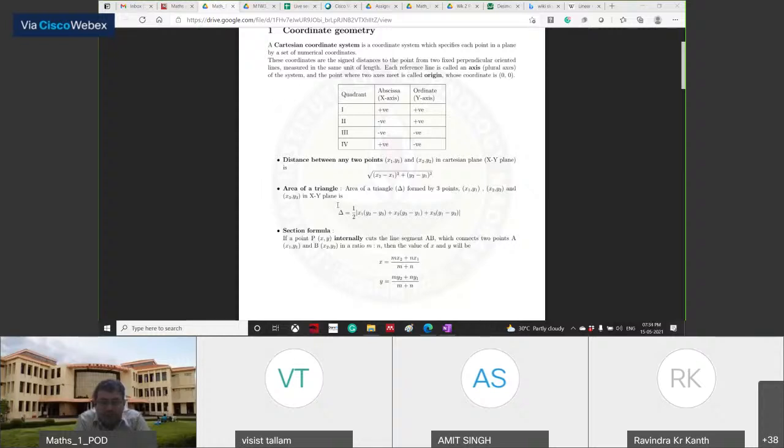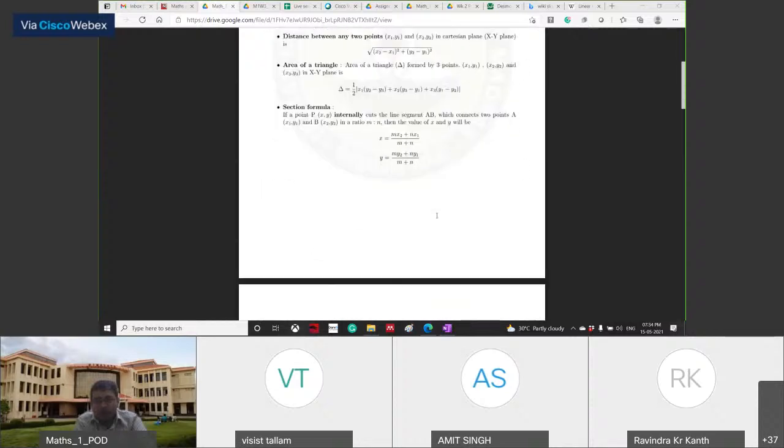The area of the triangle is represented with delta. Delta equals this; the formula actually comes from matrices, but that is not required. It is half of the mod, meaning we take only the magnitude. If we have 3 points with coordinates x1 y1, x2 y2, and x3 comma y3, then we have x1 times (y2 minus y3) plus x2 times (y3 minus y1) plus x3 times (y1 minus y2).